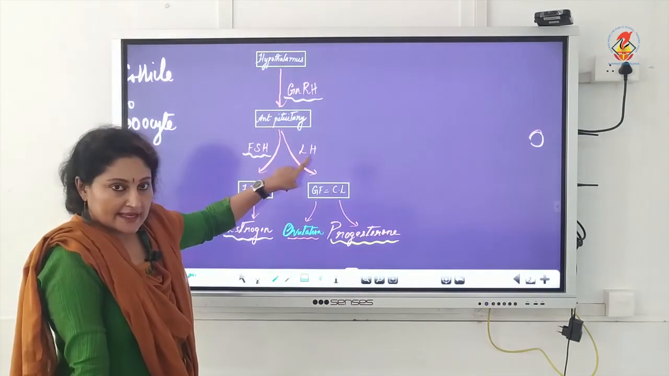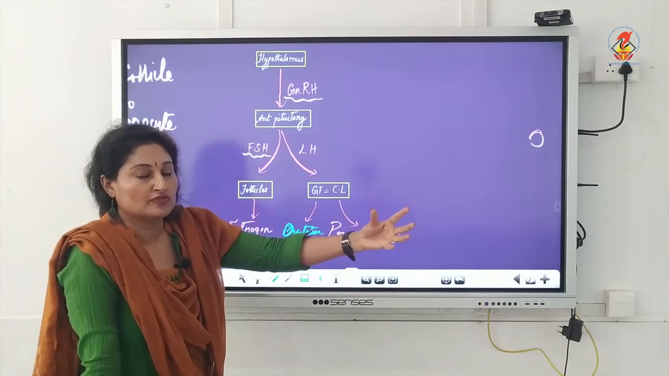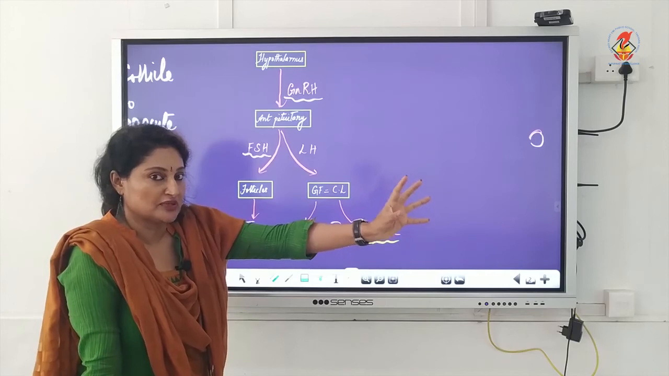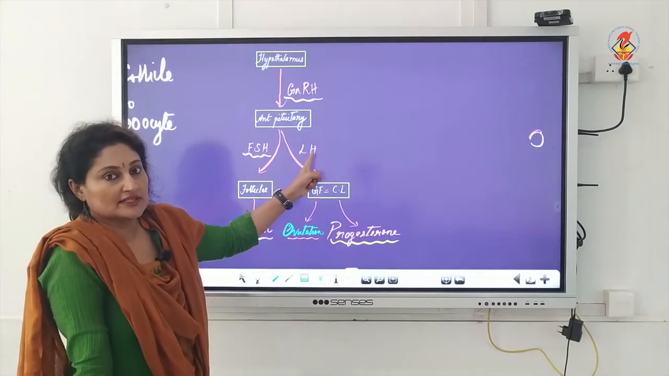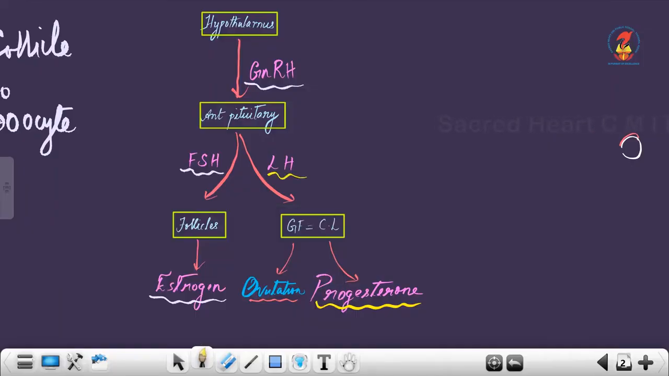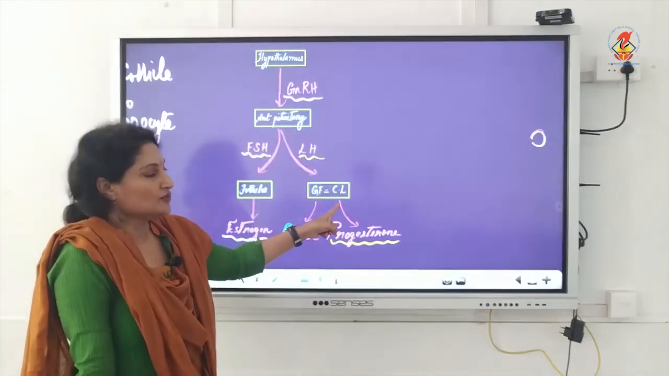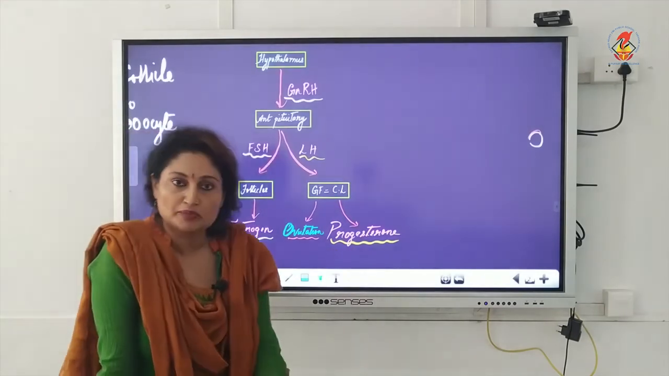Whereas the LH acts on the Graafian follicle, the last stage of the ovarian follicle: primary, secondary, tertiary, and the Graafian follicle is ready to release the egg, but only when the LH is released does it rupture. Very important, the LH should be released, then it ruptures and releases the egg. That process is called ovulation. Now the remaining Graafian follicle is called the corpus luteum. This LH acts on the corpus luteum to produce the hormone progesterone.